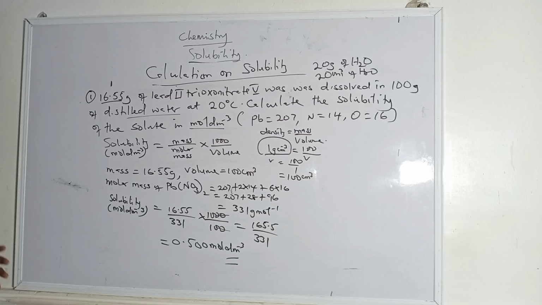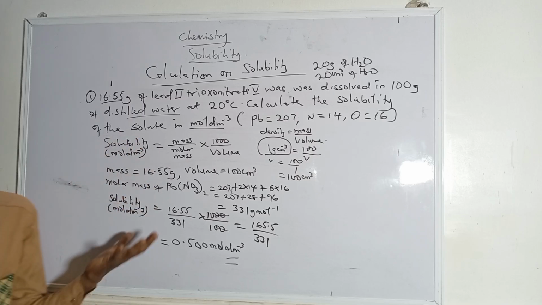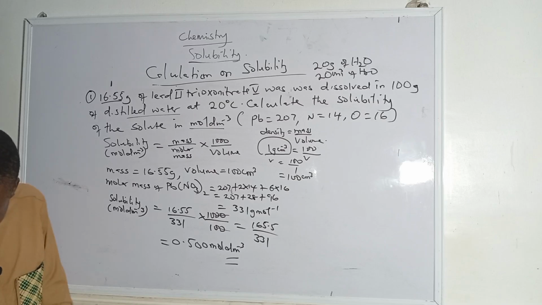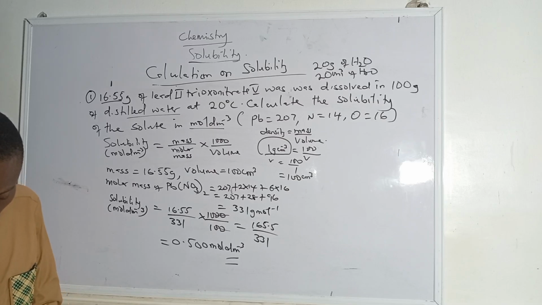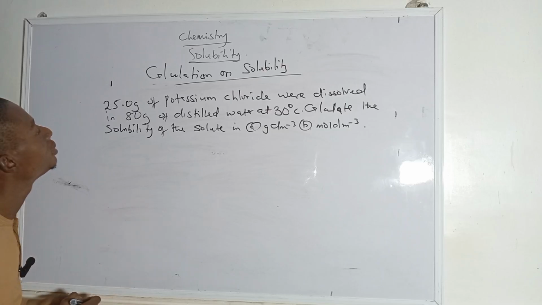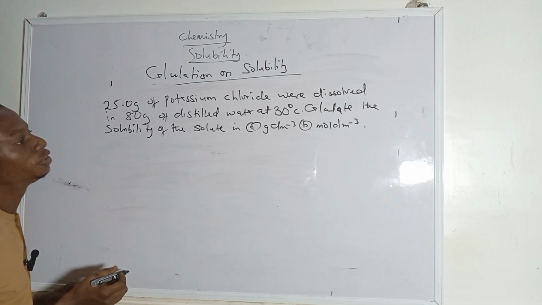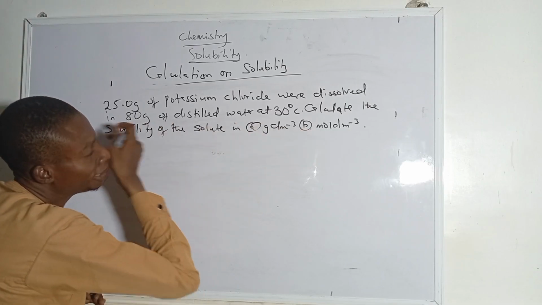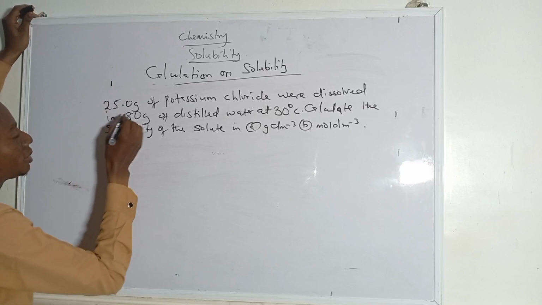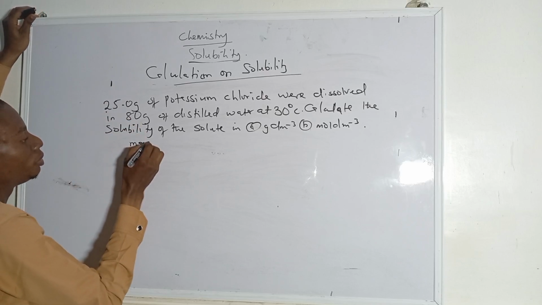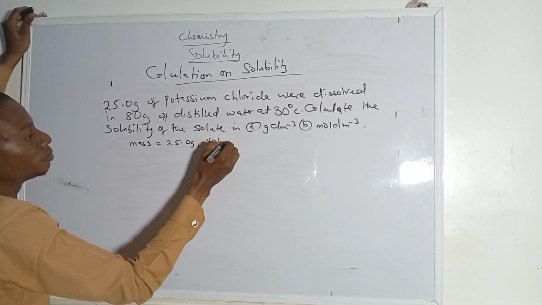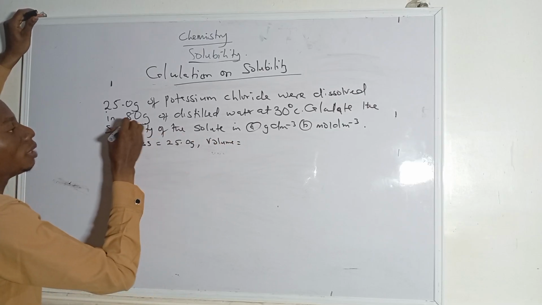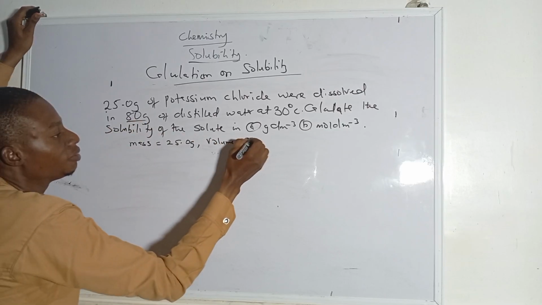What is very, very important is that you understand the formula and how to interpret it. So I hope the solution is clear. So let's solve more. The second question. This question is asking us to find the solubility in gram per dm cube and mole per dm cube. So we're given the mass to be 25.0 gram, and the volume, which I've explained before, is 80 cm cube.